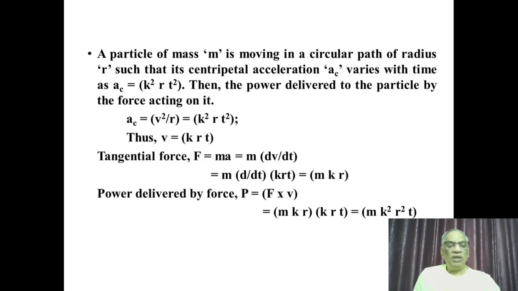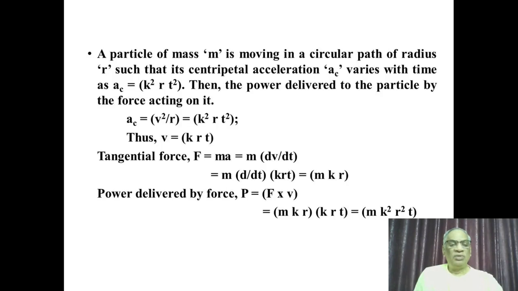A particle of mass m is moving in a circular path of radius r such that its centripetal acceleration AC varies with time as given by AC is equal to k square r t square. Then the power delivered to the particle by the force acting on it can be obtained as follows. AC is equal to v square by r, that is equal to k square r t square. Thus v is equal to k r t.